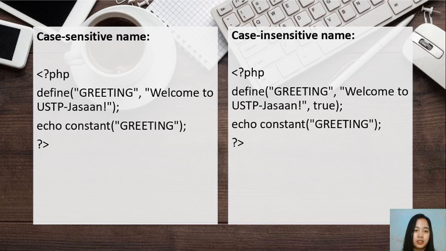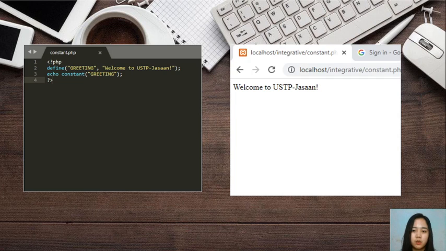So mga example sa case sensitive name, ang name dani is greeting, then iyang value is "Welcome to USTP Hasan". Then if imo ang i-display ang Welcome to USTP Hasan, imo lang tawagan ang constant name, which is greeting. Ang case insensitive name is mabutang ang true sa last. So pareha na siya og output, which is Welcome to USTP Hasan. So yun siya ang example na output.